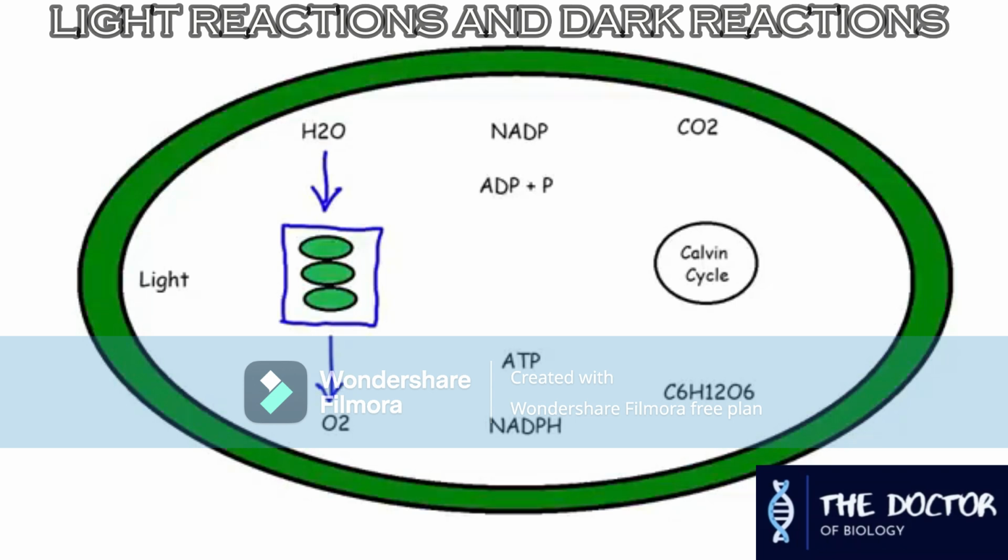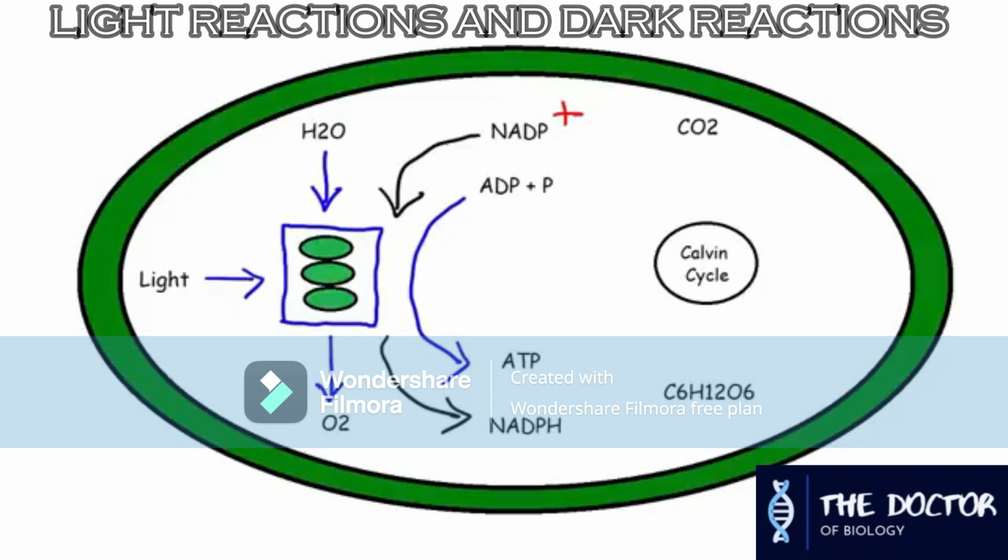So whenever an oxidation reaction occurs, there has to be a reduction reaction. NADP plus, rather, picks up those electrons and is reduced into NADPH. Now, some of the energy that is transferred by light is used to make ATP from ADP and phosphate.